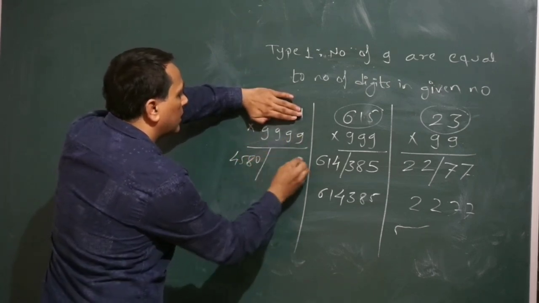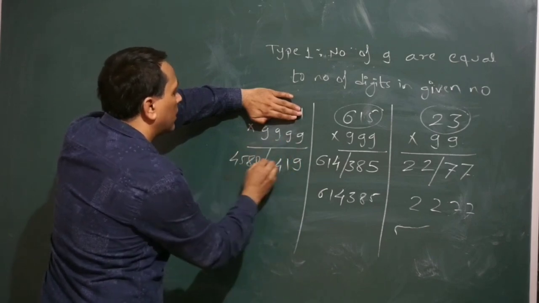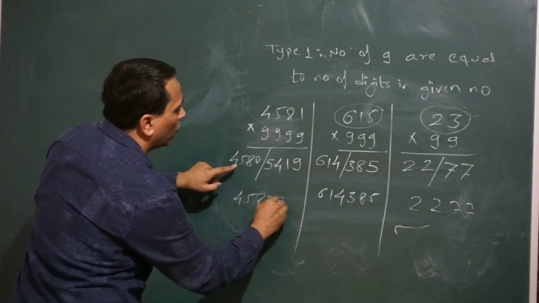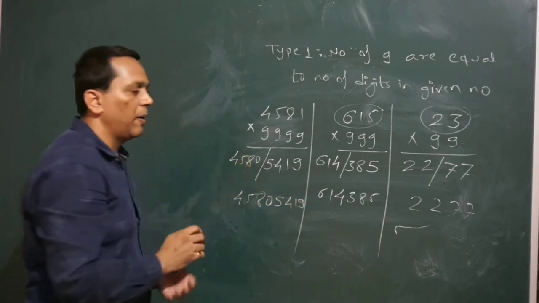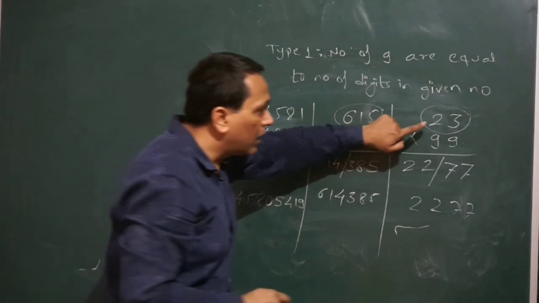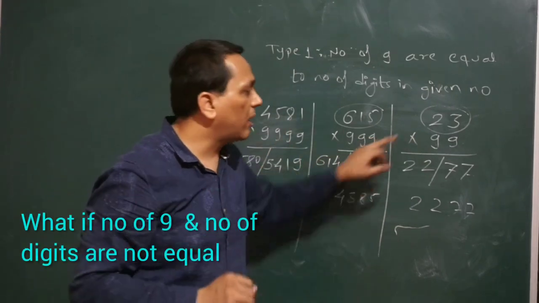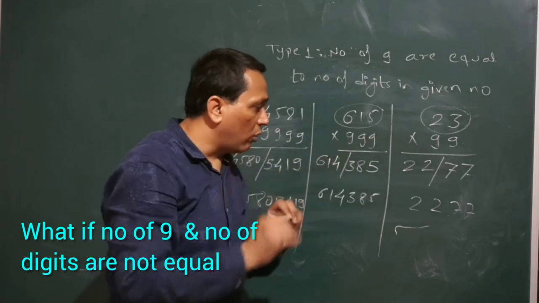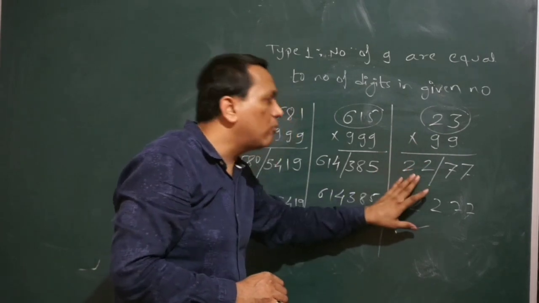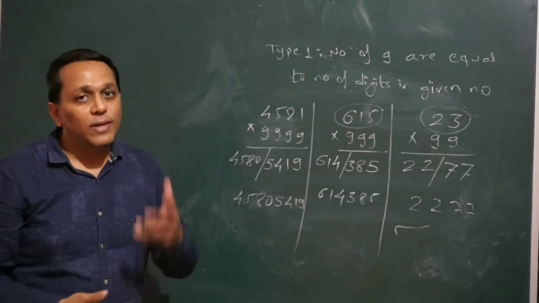So 9 minus 0 is 9, 9 minus 8 is 1, 9 minus 5 is 4, 9 minus 4 is 5. So the answer is 4580549. Here a few students make one mistake: they subtract 23 from 99. You don't have to subtract 23 from 99. What you have to do is reduce this number by 1, and this number has to be subtracted from the number of 9's. Let's move on to our second type.